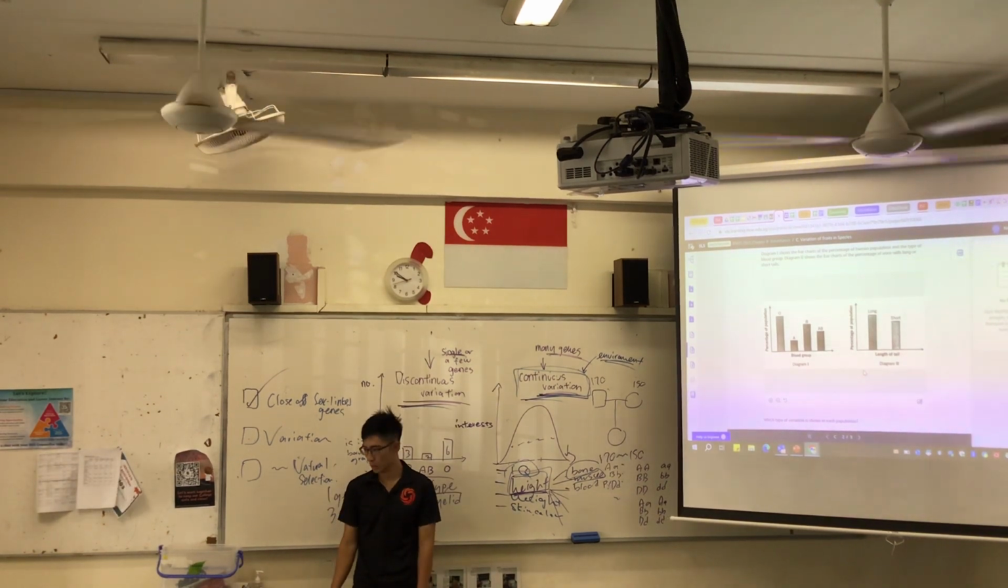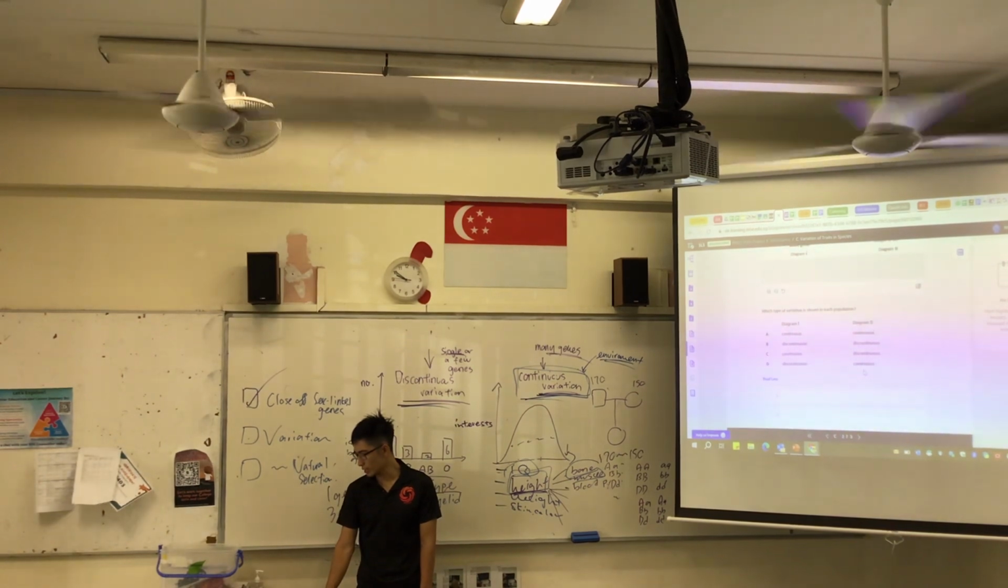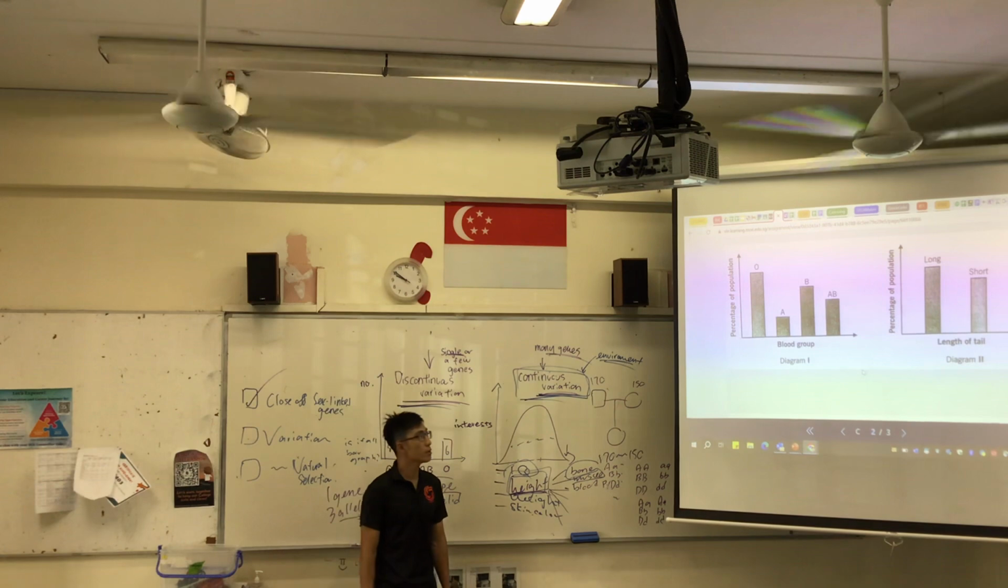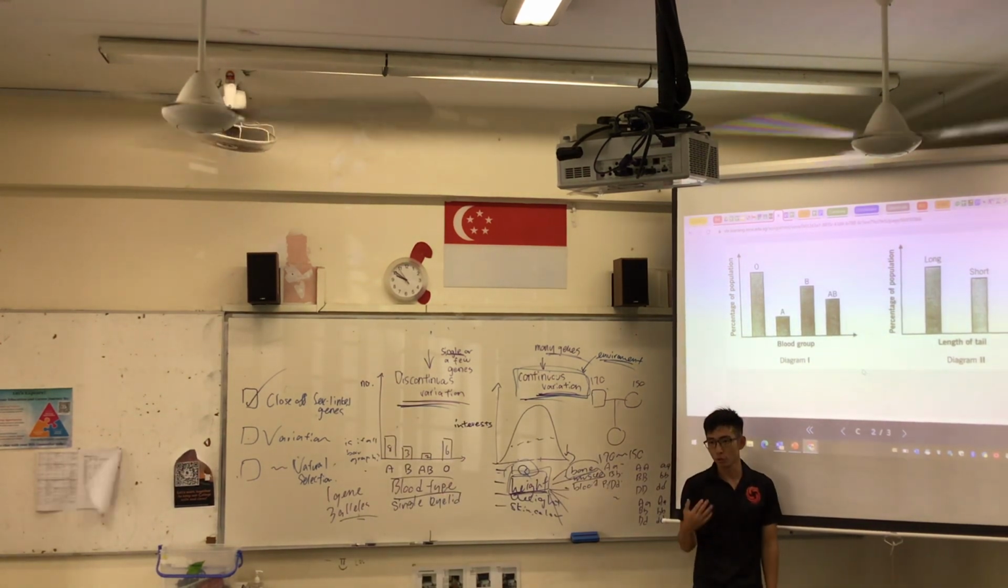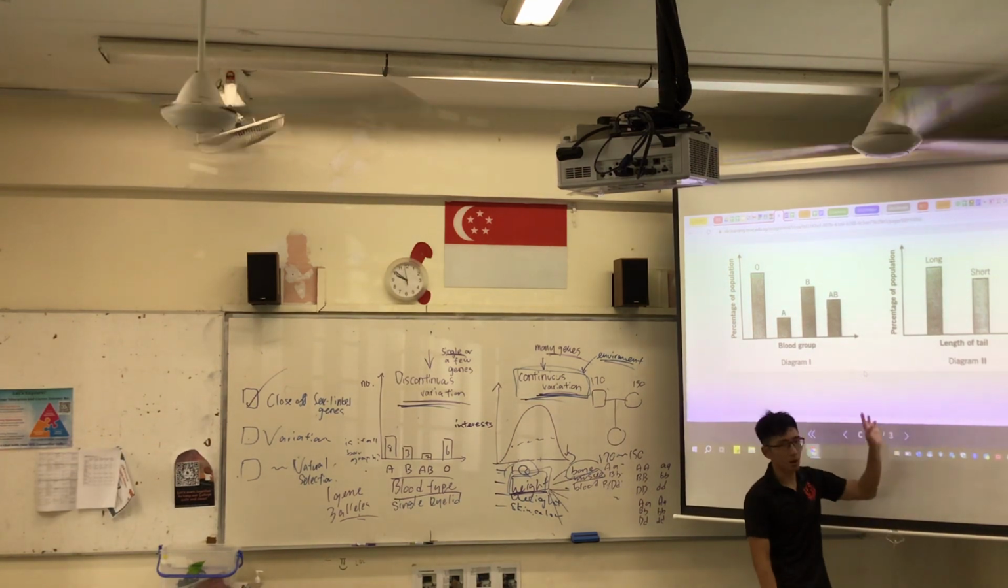Okay, let's look at the answer. What type of variation is each population showing? So you look at the graph. Here you find blood group. Blood group is said so many times that you know it's discontinuous. So I think the real question here is for length of tail: short and long.